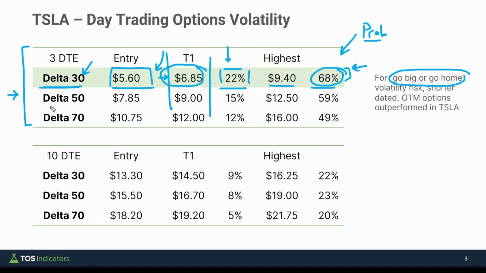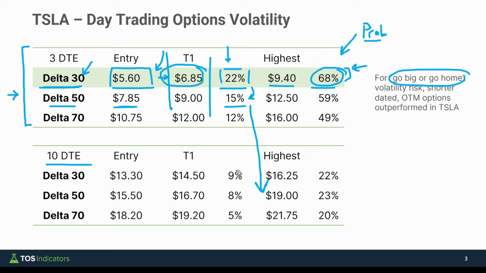Now, if you wanted to mitigate that risk just a little bit, you could go up to the Delta 50s. You did have to pay up for these options, $7.85. Your gains went from 22% to about 15% for T1, but still much higher than if you just jumped an entire expiration cycle altogether. That's something I think that should stand out right off the bat.